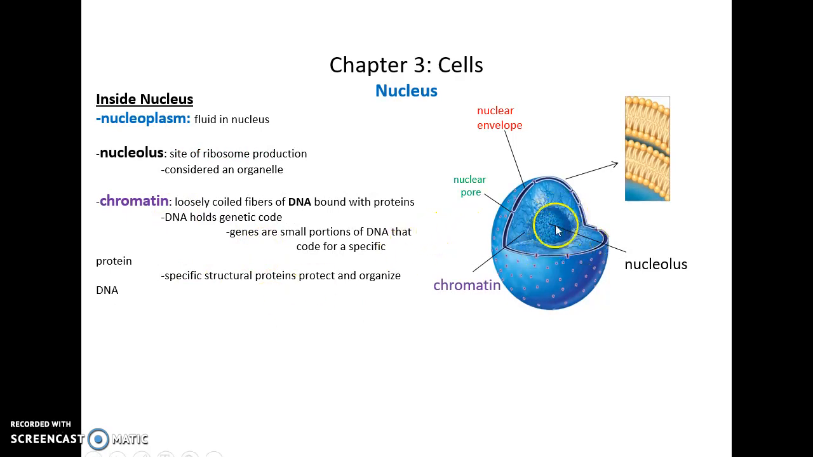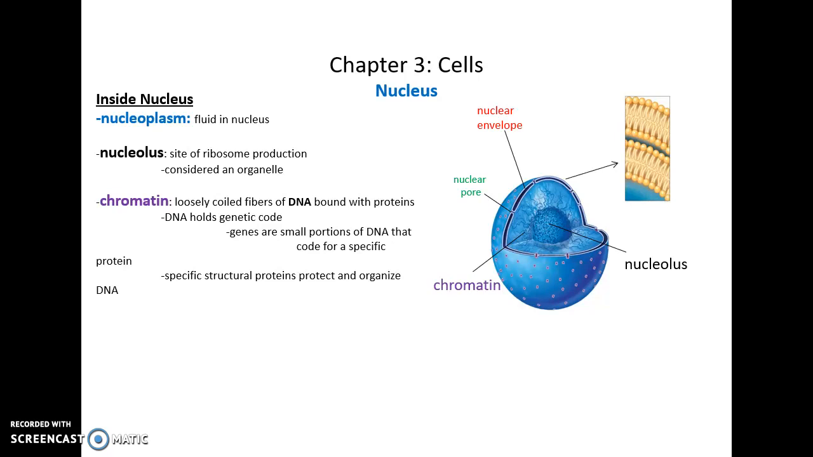The darkened area inside the nucleus is considered an organelle, and it is called the nucleolus. Nucleolus is where ribosomes are produced. Ribosomes are produced in the nucleolus, leave the nucleus, and then produce proteins of their own.